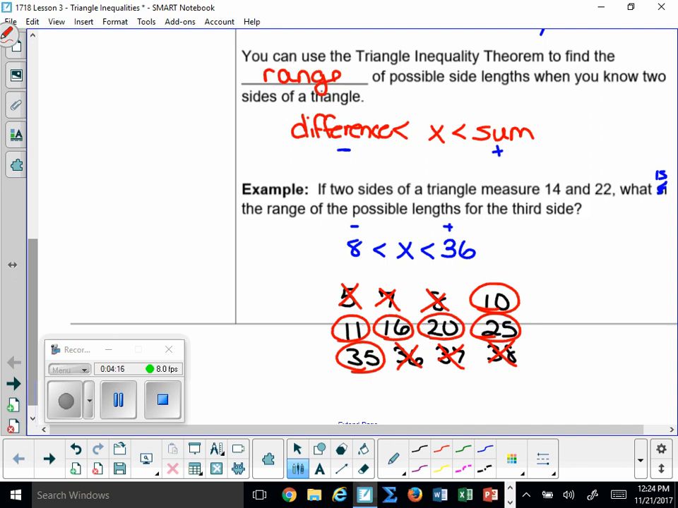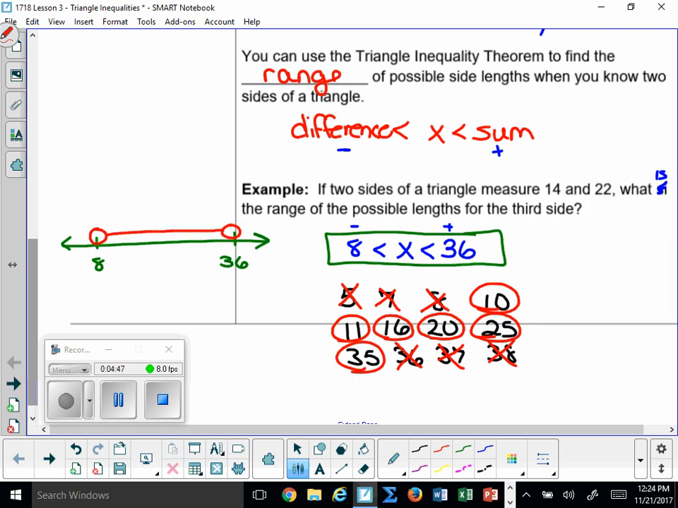I can ask you to actually find the range, which is right here. Or I can give you a set of values and ask you which ones work, which means you have to be able to find the range and understand what range means. When you did this in Algebra 1, you used a number line, right? And these were open dots because there's no equal to on our less than symbols. And then it was a bar that connected them because all the values between 8 and 36 work.